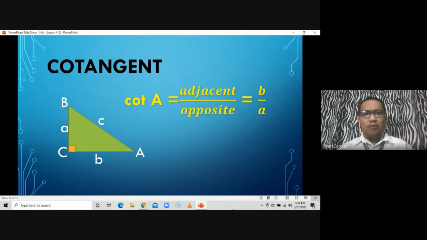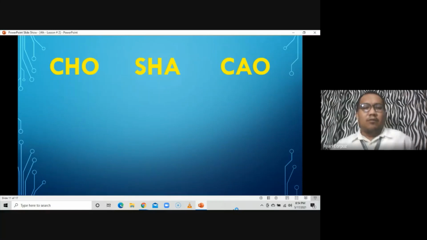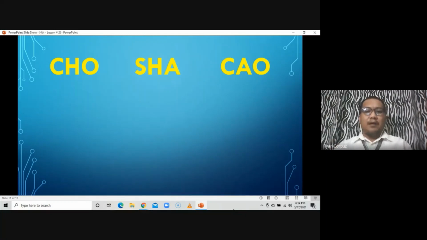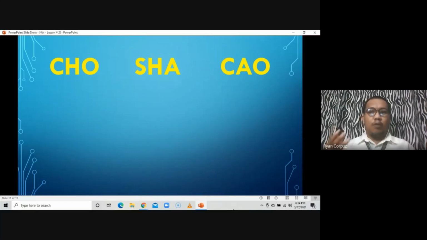But of course, the last three trigonometric ratios will not be outdone by the first three. If there is a simple way of calling the first three trigonometric ratios, there is also one for the last three. The simple way of calling them so that we can easily remember them is Choshakaw. It sounds Chinese, but it's very effective for remembering these last three trigonometric ratios.